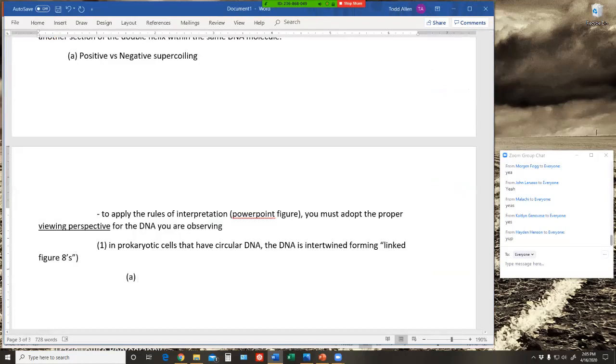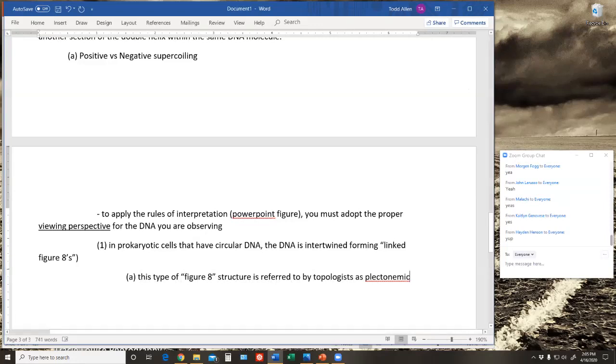This type of structure, this intertwined linked figure 8 structure, is actually given a name by scientists. It's called plectonemic DNA. This type of figure 8 structure is referred to by topologists as plectonemic. Nice fancy vocab word there. How about that? Plectonemic.